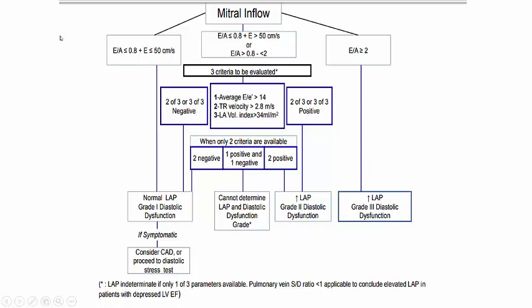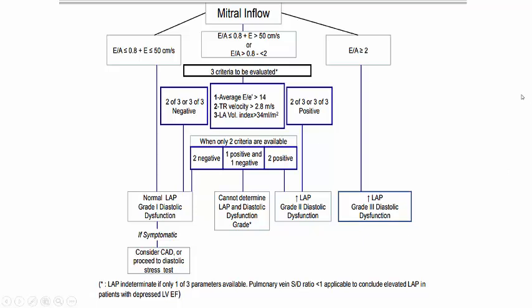First, you will put the pulsed wave Doppler at the tip of the mitral valve to determine the E over A ratio and the E wave velocity. If the E over A ratio is less than or equal to 0.8 and the E wave velocity is equal to or less than 50 centimeters per second, it's done. It is a normal or low left atrial pressure. And in this situation, you can exclude diastolic dysfunction as the cause of dyspnea in your patient.